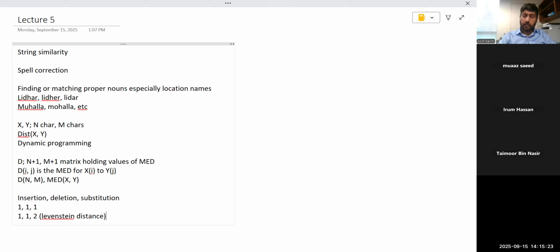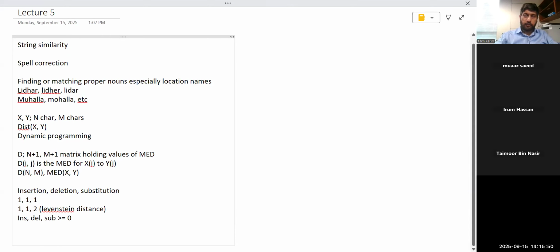And in general, as I said, you can have different costs. So you can have a cost for insertion, a cost for deletion, and a cost for substitution, which in general are greater than or equal to 0. Cost cannot be negative. Okay? So this is the general formulation for the minimum edit distance where the cost can be different.